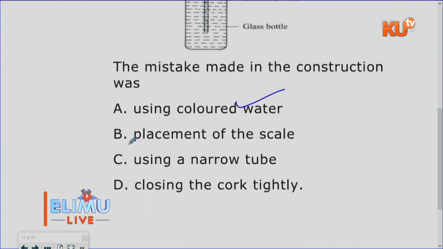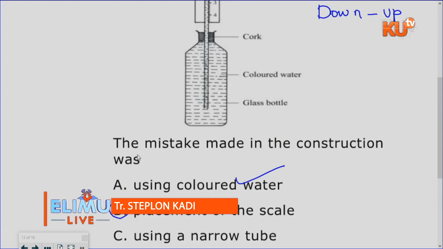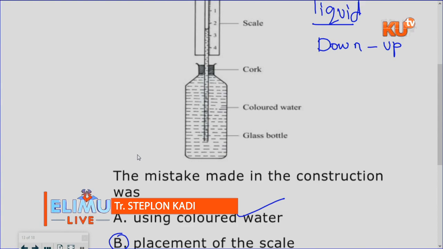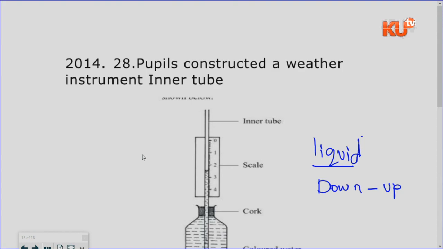We have looked at it. We look at using a narrow tube. That is a correct step. Then closing the cork tightly. You look at the cork. The cork is down there, which is correct. So that is another question that was given in 2014.